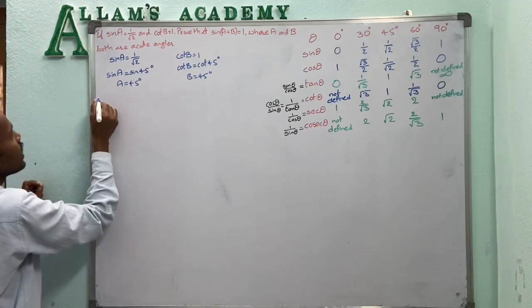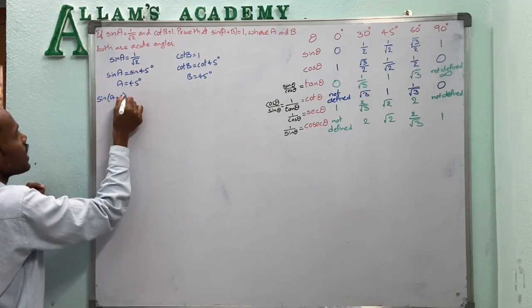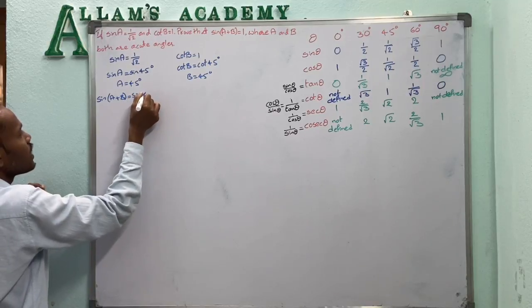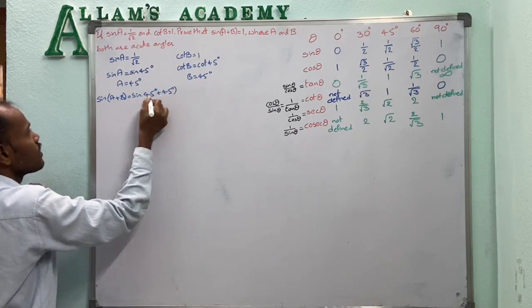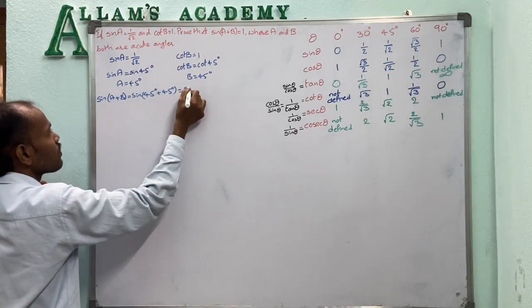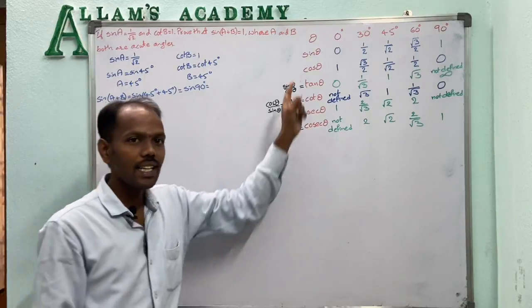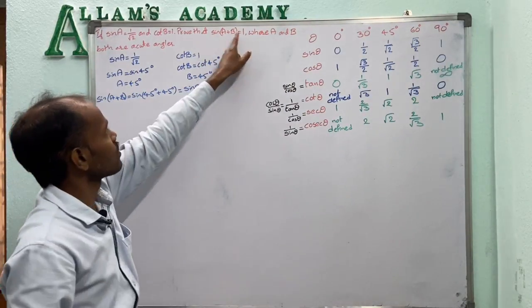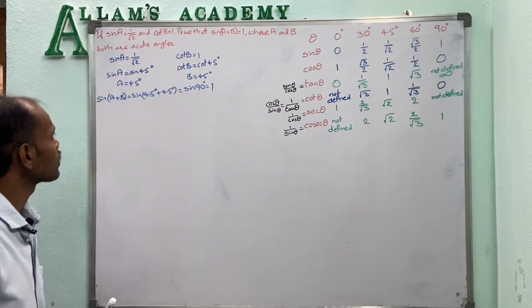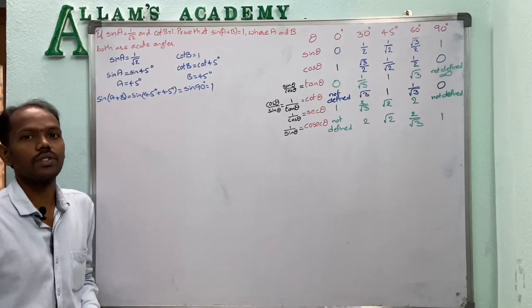Now if we take sin of a plus b, the a value is 45 degrees and the b value is 45 degrees. So 45 plus 45 is nothing but 90 degrees. So sin 90 equals 1. So that is what we had to prove. Okay, sin of a plus b equals 1, proved.